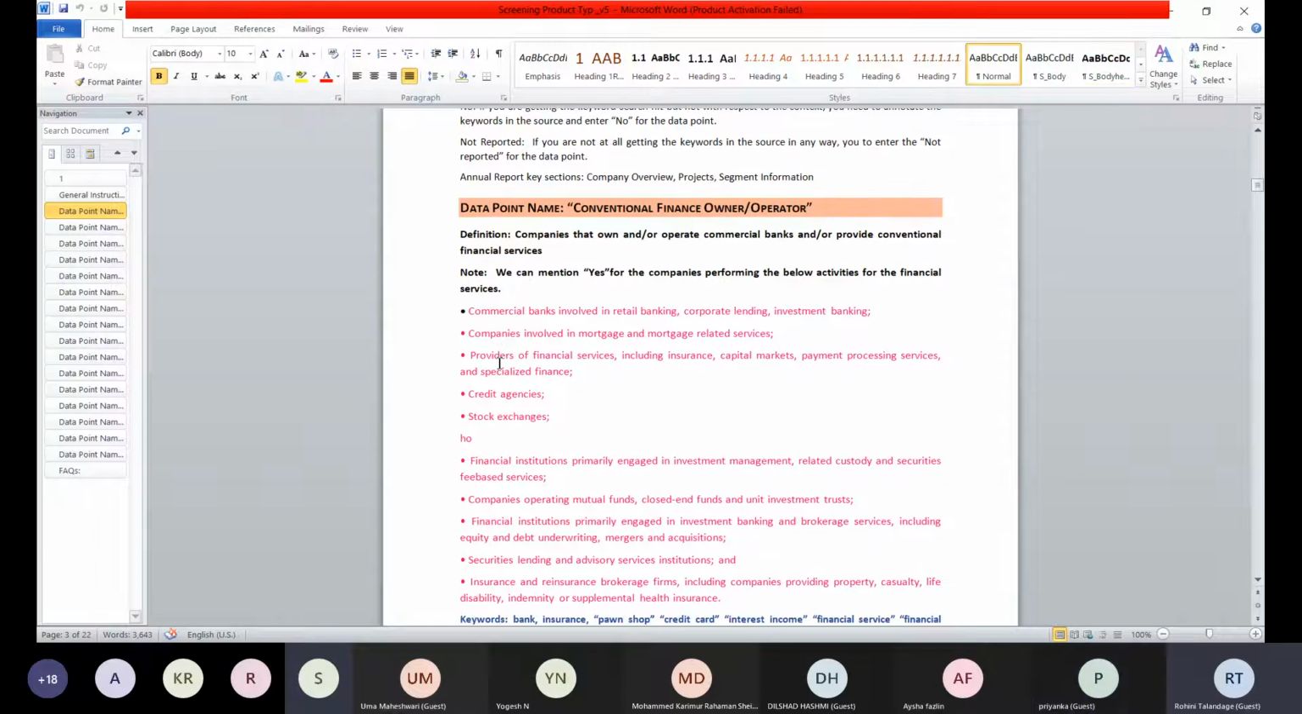Our first data point is conventional finance owner or operator. If any company operates commercial banks or provides conventional financial services, then we will mark it as yes. Now, can anyone tell me what commercial banks are? Anyone can answer me. No need to hesitate or worry. Anyone knows what commercial banks are?